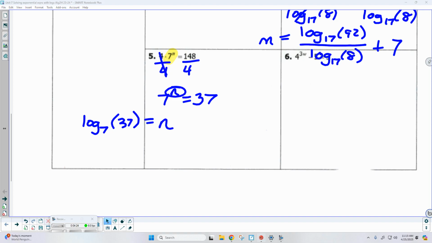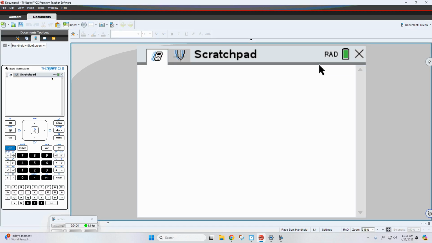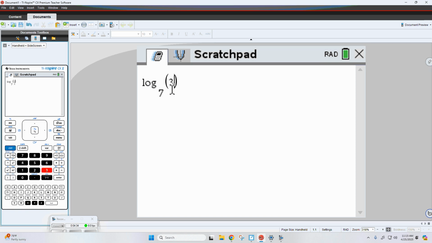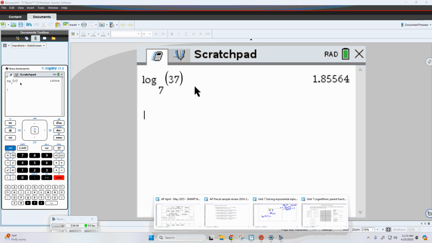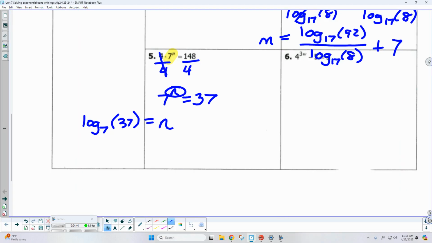So come on over here to the calculator. How do I pull up a log? Control and then 10 to the x. Okay, so we got base 7, argument of 37. So I've got, let's say 1.86 is going to be my solution. Okay, so I come on back over here. So n is roughly 1.86.